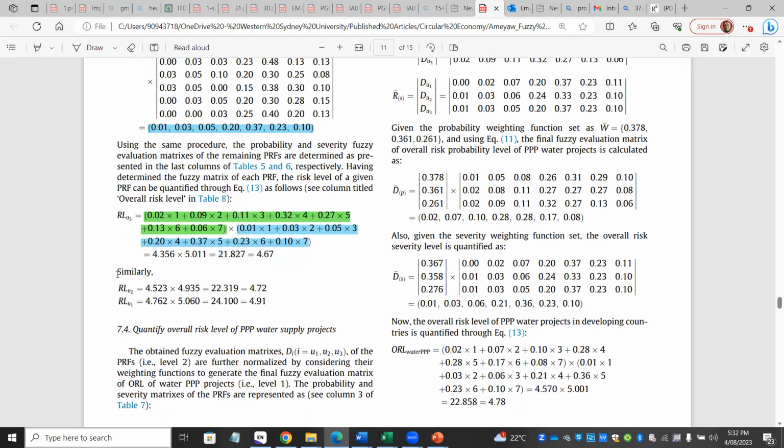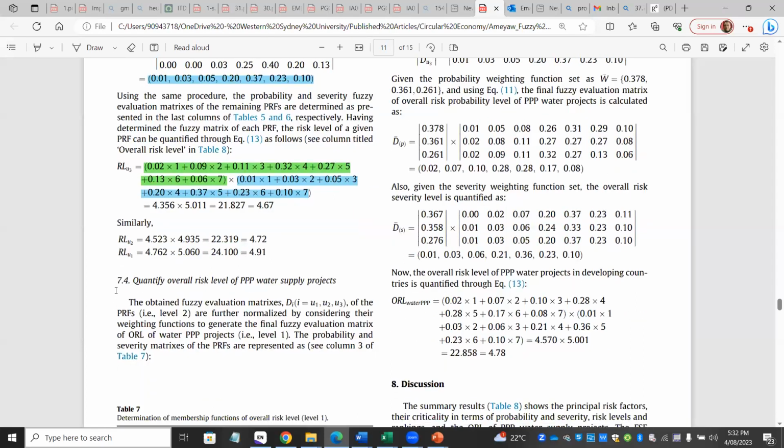You have to do the same thing for group 1 and for group 2. So that's what they have done. If you do the same thing for group 1 and group 2, you're also going to get the same thing. That's what they have presented here. Okay, nice. And now let's quantify the overall.